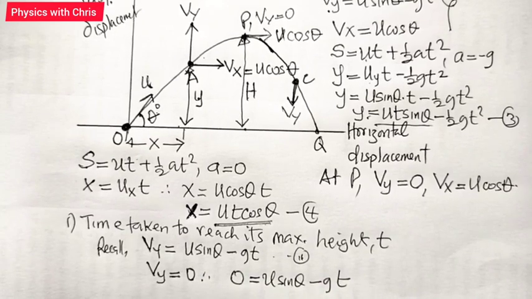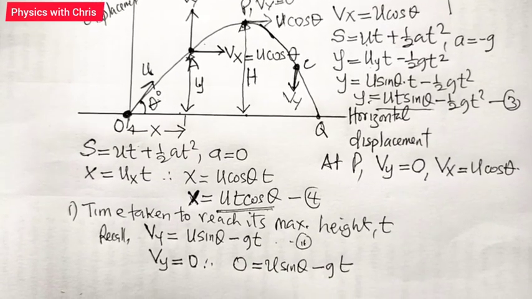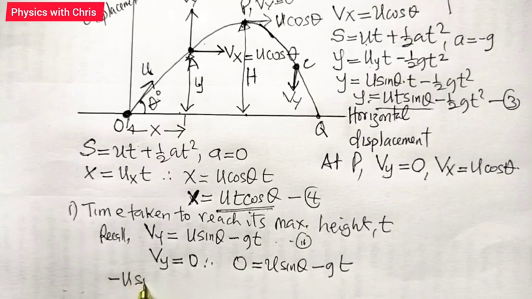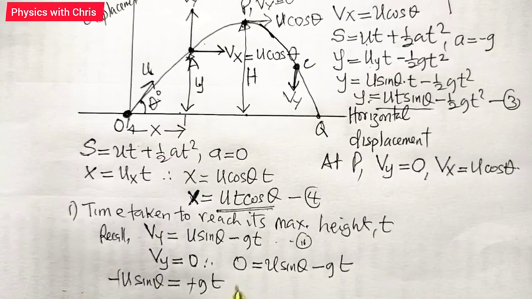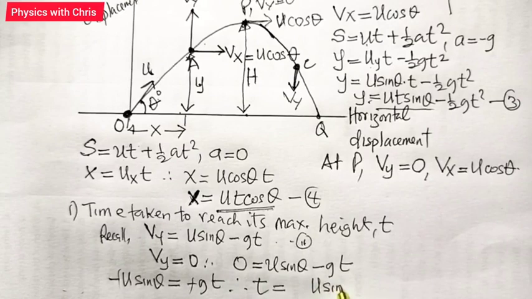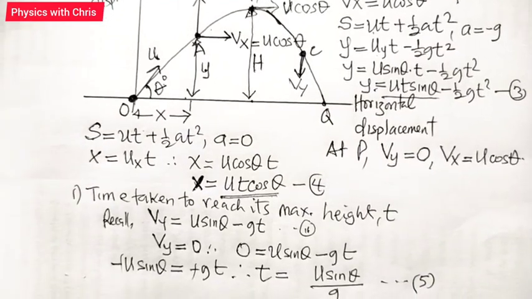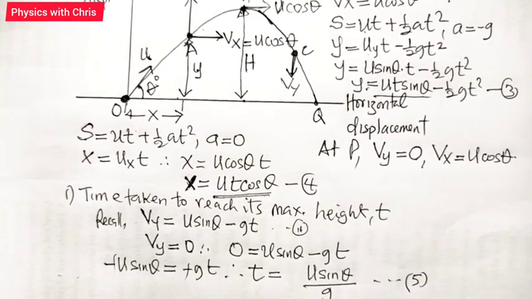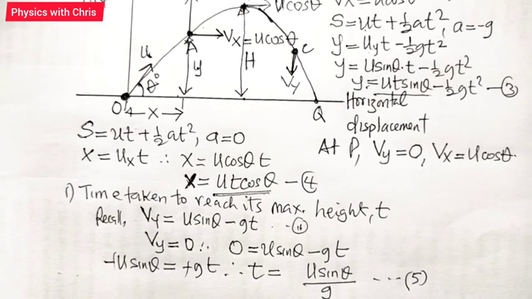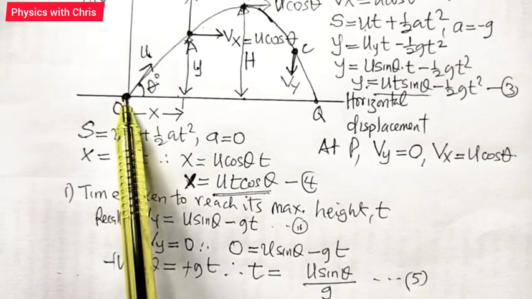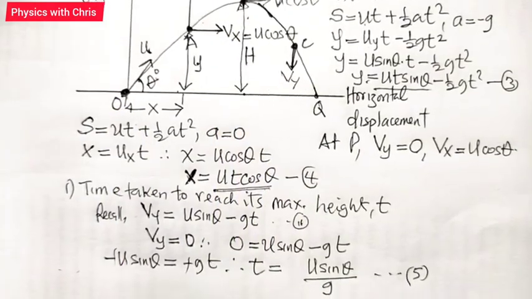So if I bring u sine theta to the other side of the equation, it gives me minus u sine theta equals minus gt. So negative cancels negative. Then I divide both sides by g. The time t becomes u sine theta divided by g. I'll call this equation 5. Okay, so that's the equation for calculating the time taken for the projectile to reach its maximum height, that is, to go from the point of projection to the highest point.